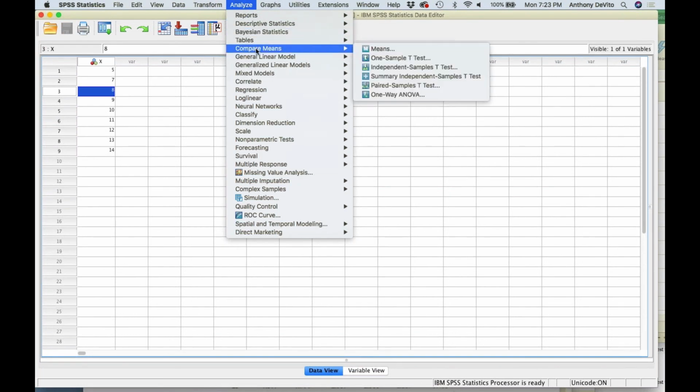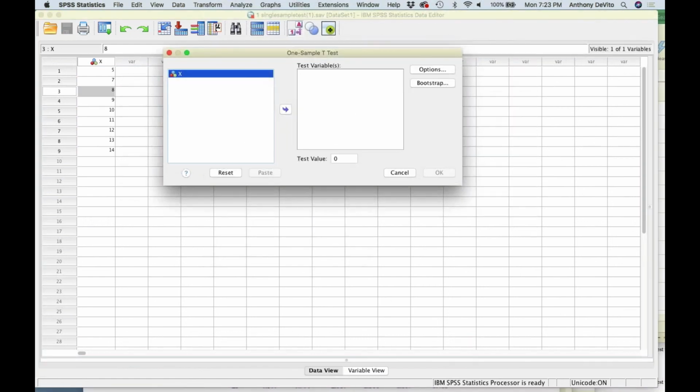Not descriptive statistics. I'm comparing means, right? What kind of comparison of means am I doing? I'm doing a one sample t-test. I'm taking a sample from a population and comparing it to a known mean. So there's really only one sample going on here. So I'm going to click that, and my box is going to come up, asking me what variable I want to work with. It happens to be the variable x, and the value of the mean I'm comparing it to is 8.